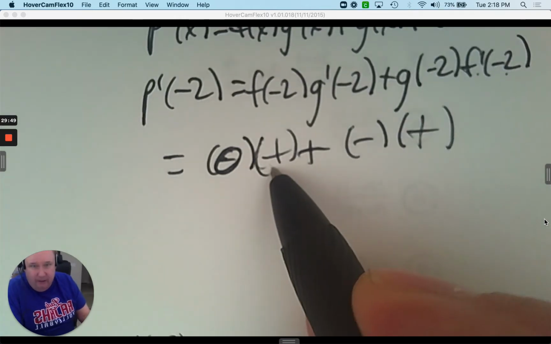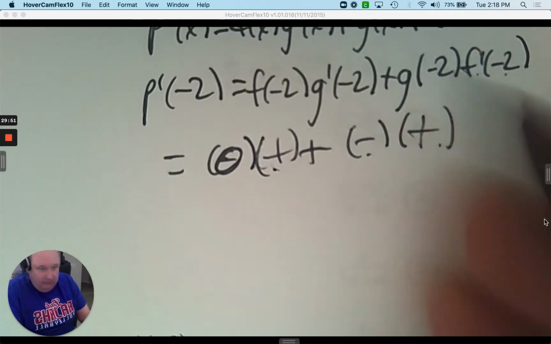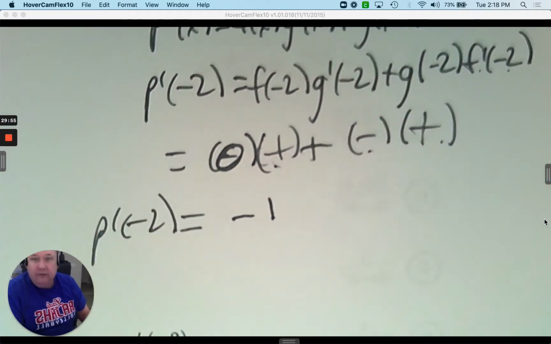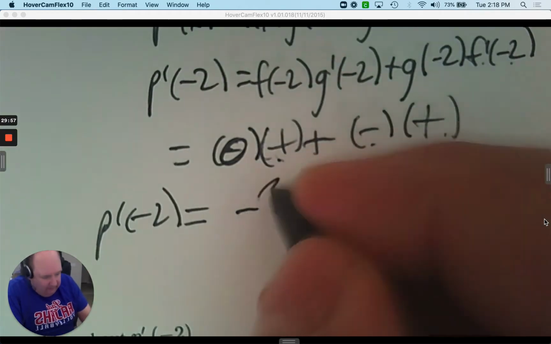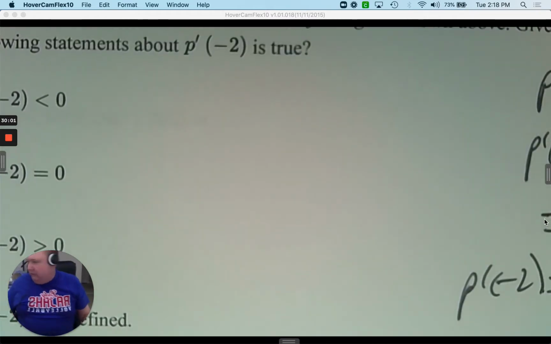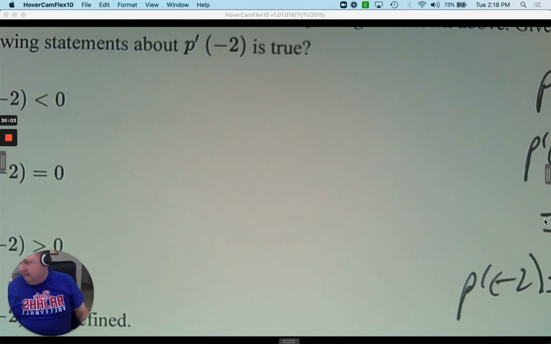So if I put this together, 0 times a positive and a negative times a positive, that gives me a negative answer. So the derivative of p at -2 is a negative answer. That's what I get. So I get the answer to it to be A. Let's see if I'm right. Excellent.